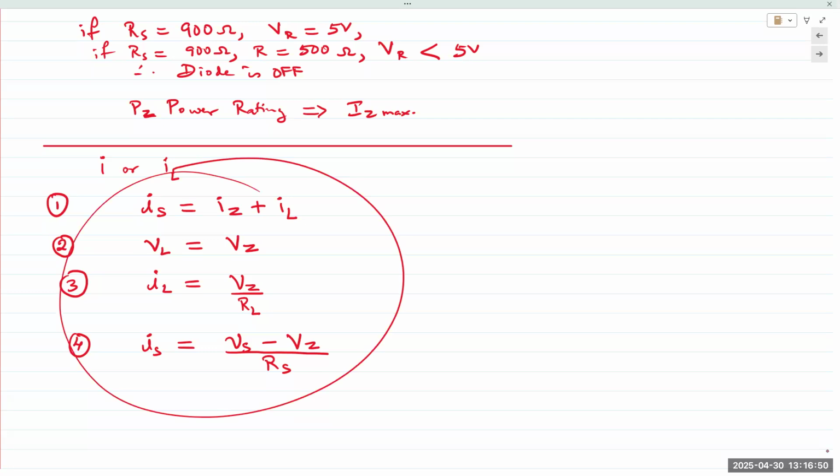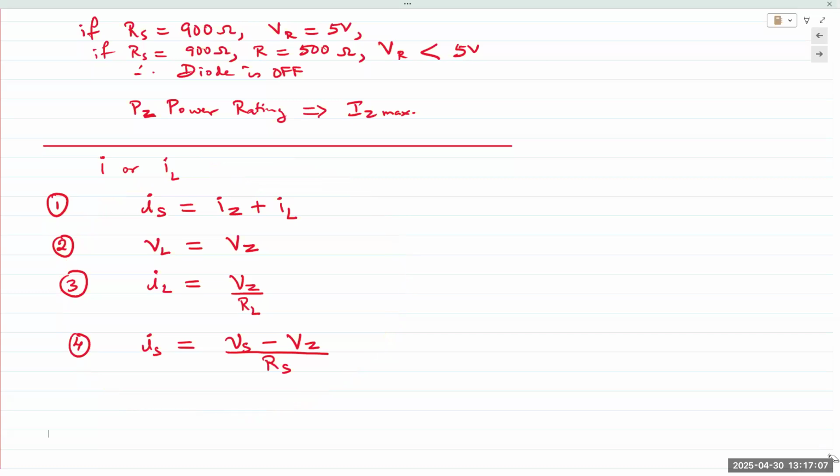If any one of them changes, it affects the rest of the circuit. If RS changes, that affects the total supply current. If the load resistance RL changes, that changes IL, that affects the rest of the circuit. Again, there are minimum and maximum range values for the supply voltage, the load resistance, as well as the series resistance. And determining the values of those three for a particular application is part of designing a Zener voltage regulator. Make sense? Yes.